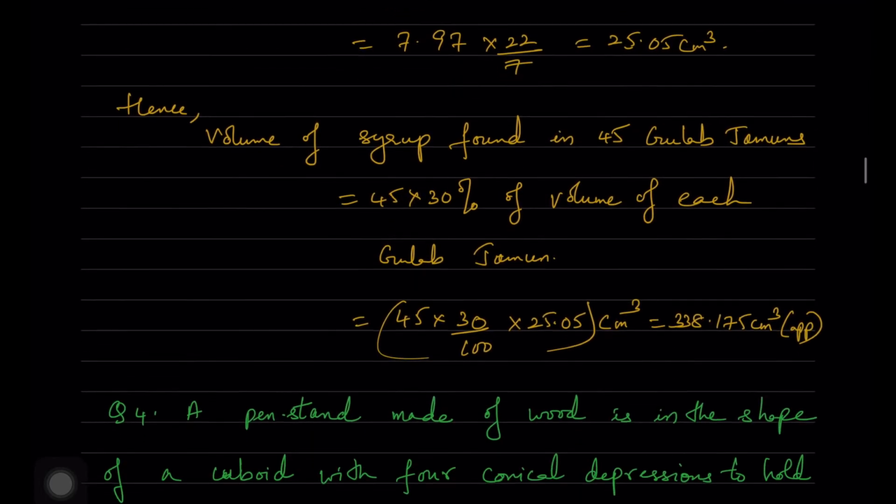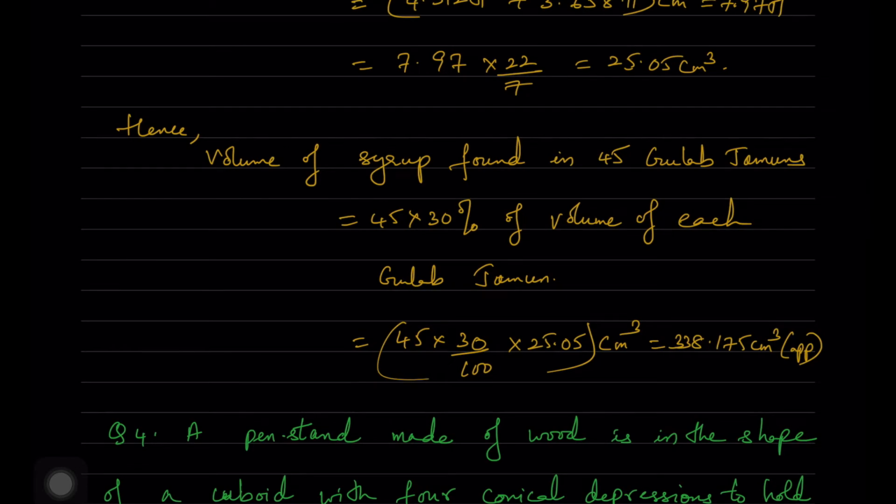Now it's given that volume of syrup found in 45 gulab jamuns is equal to 45 into 30% of volume of each gulab jamun. Now we got the volume of each gulab jamun. So how do we find the volume in 45 gulab jamuns? 45 into 30 by 100 into 25.05. So you are getting it as 338.175 centimeter cube approximately.